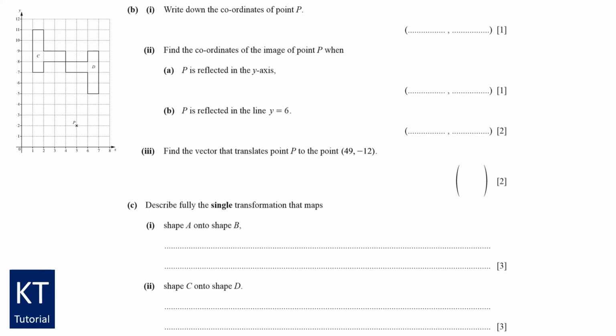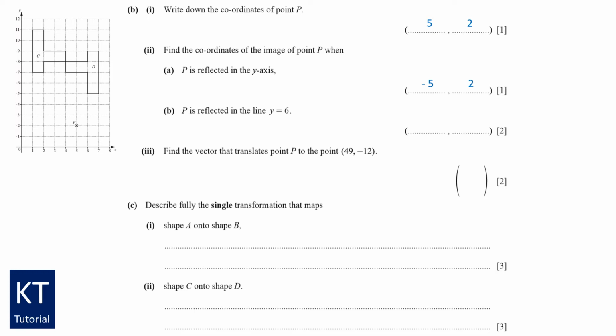Question 5b. Write down the coordinates of point P. From the graph, this is the coordinates (5, 2). Next, find the coordinates of the image of point P when P is reflected in the y-axis. The reflected coordinate is (-5, 2).